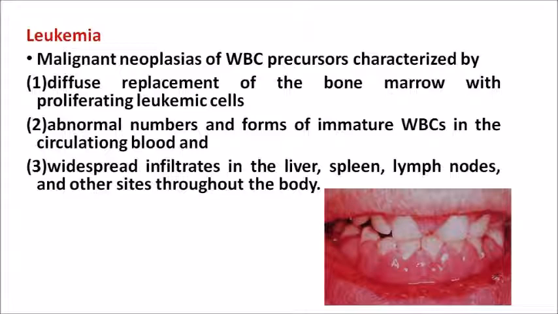The second one is abnormal number and forms of these immature WBCs in the circulating blood. So, immature WBCs are fully infiltrating the bone marrow. It is seen in the blood. And the third one is it also infiltrates organs like liver, spleen, lymph nodes and other sites throughout the body. This is how the enlargement looks like. It is a diffuse enlargement. Diffuse means it involves all the three parts of gingiva, the marginal gingiva, interdental papilla and the attached gingiva.